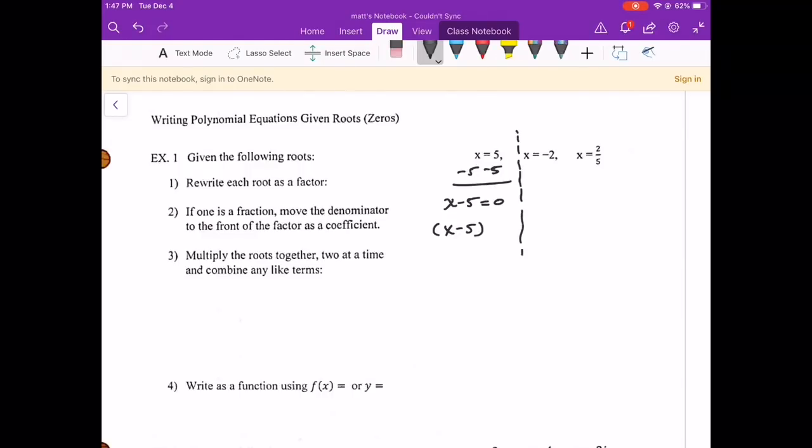Just kind of keep this thing separated. So again, I'm going to add 2 to both sides, because I'm trying to get this thing equal to 0. x plus 2 is equal to 0. So another one of my factors will be x plus 2.